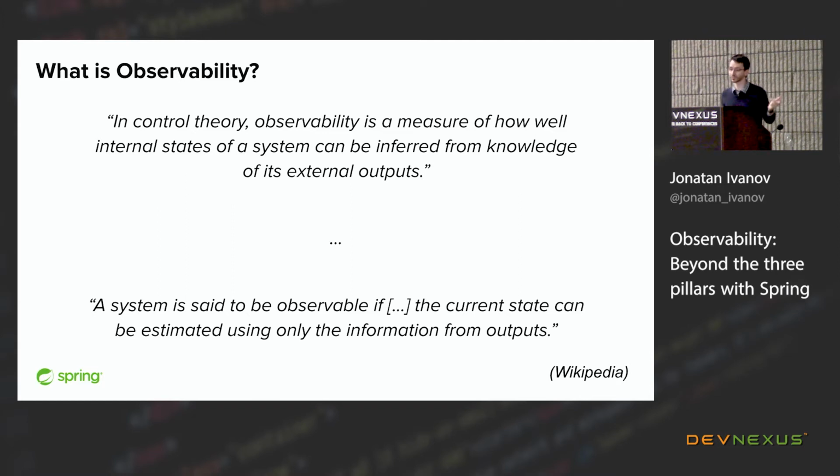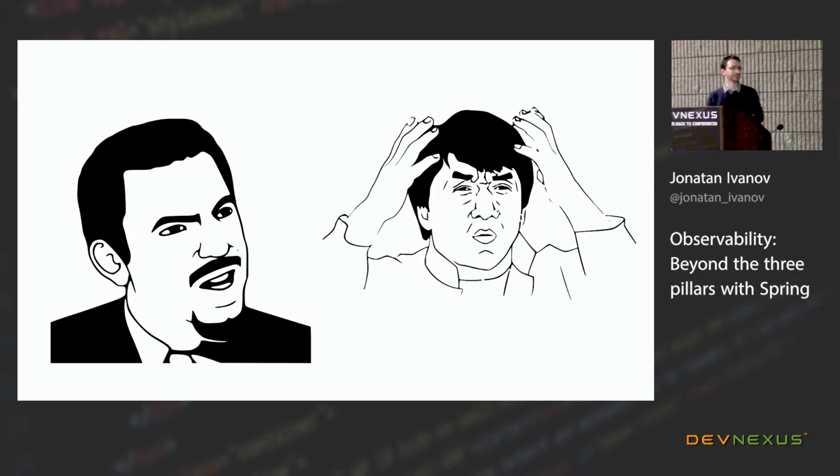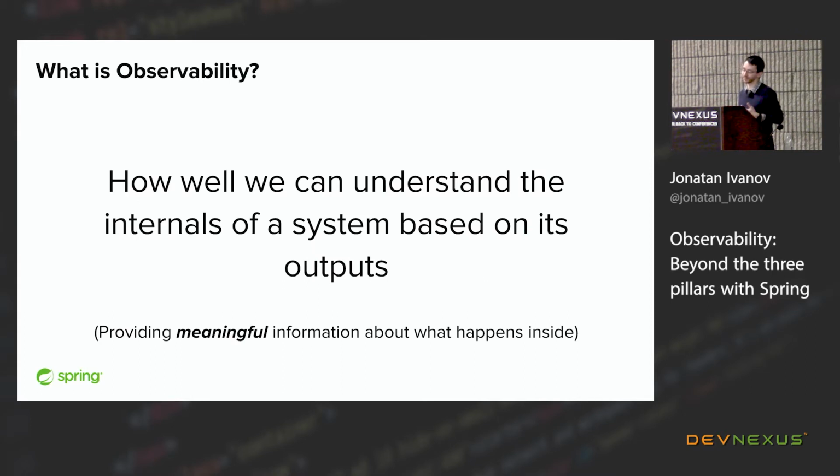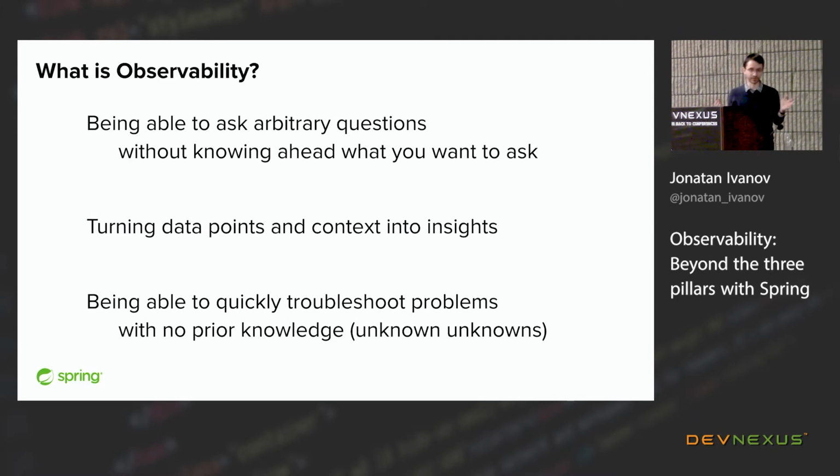So this is a definition from Wikipedia, and this is a picture I took from people reading this definition. So let's try to summarize it or come up with something more compact. Observability really is about how well we can understand our system. It can be software, it can be anything else, or the internals of that system based on the outputs that it provides. So the system needs to provide meaningful outputs, and meaningful is key here. It's not just garbage. It needs to mean something. So it provides meaningful information for you, and you should be able to know or have some idea about what is going on inside. So this also has a couple of consequences.